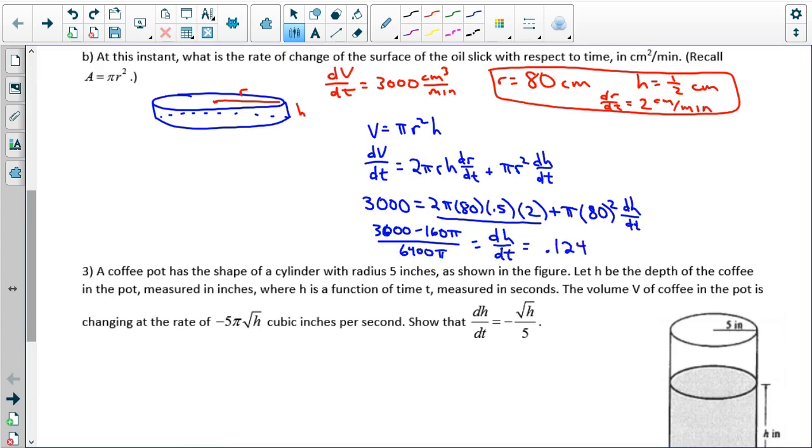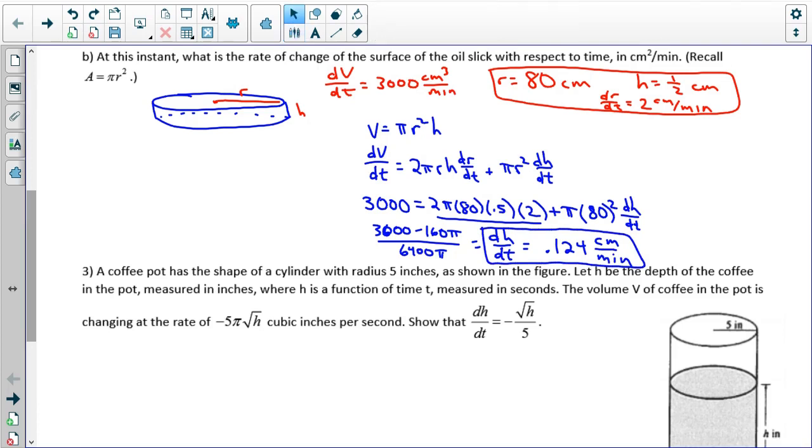Make sure that you round or truncate to 3 decimal places, because this is an AP calculus class and that's what they require. So dH dt is 0.124 centimeters per minute. Remember, round or truncate to 3 decimal places. So that's part A. Part B, we're going to find the rate of change of the surface of the oil slick.